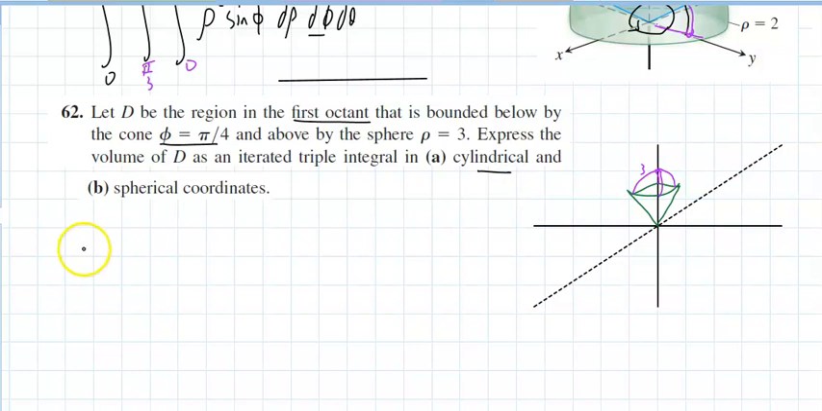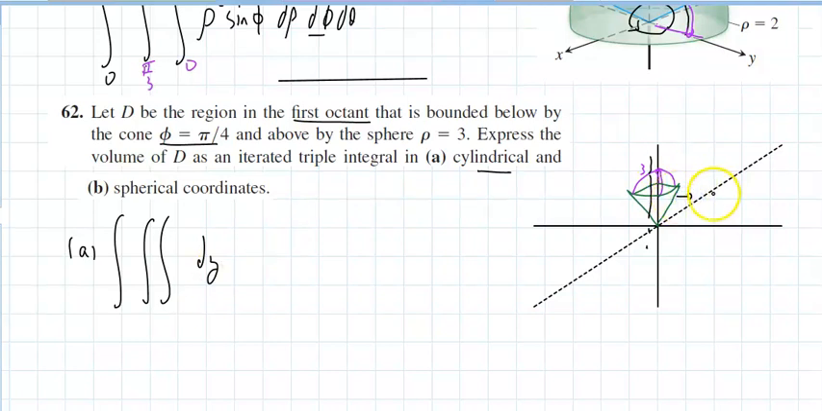If I want to use cylindrical coordinates, I'm going to run dz first. Z is going to run from the cone. The cone's equation is really z equals the square root of x squared plus y squared. Since I'm going to go for r dr d theta, instead of writing this, I'll simply write r.